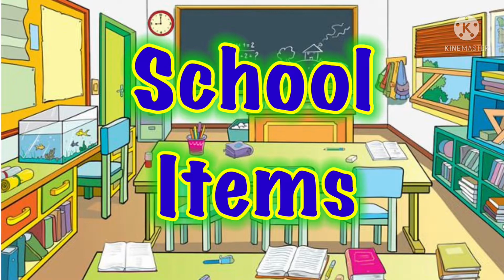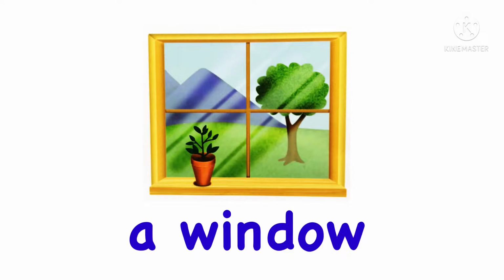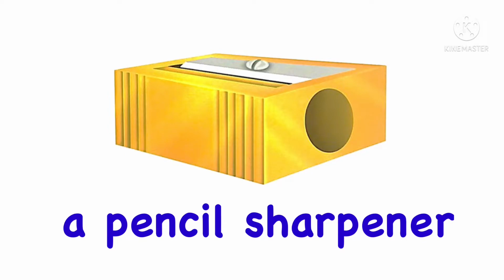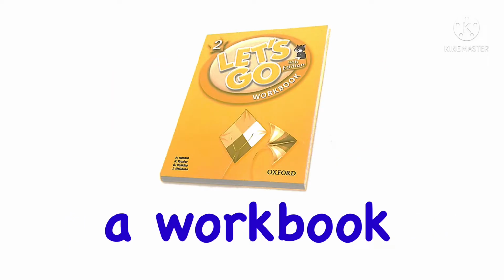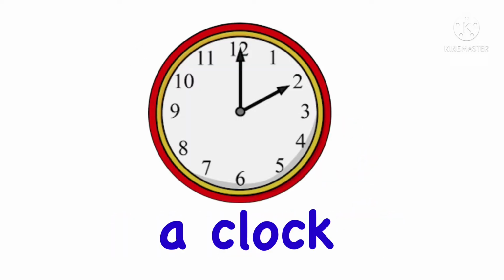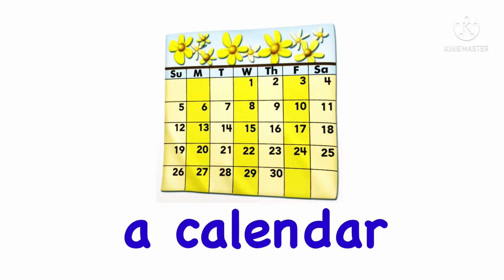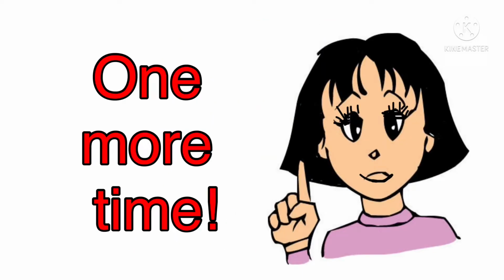Now, let's study about school items. First, let's learn the words. Listen and repeat. A picture. A window. A pencil sharpener. A workbook. A paperclip. A clock. A door. A calendar. One more time.